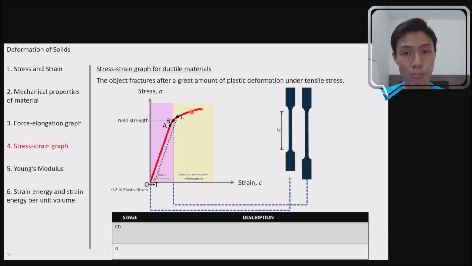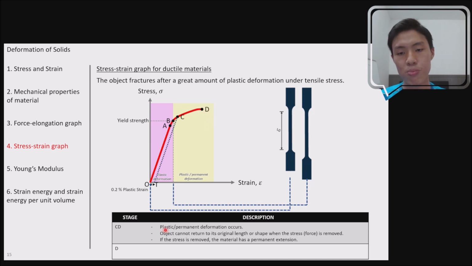You continue your permanent deformation until you reach stage D. Okay, so what happens is plastic deformation occurs. The object cannot return to its original length when the force is removed. This is what we have mentioned earlier. If you release the stress or remove the stress, the material will have a permanent extension. It's non-reversible anymore. But once you reach point D here, it represents the maximum height of this stress strain curve.